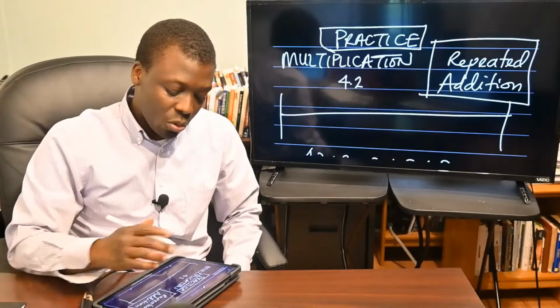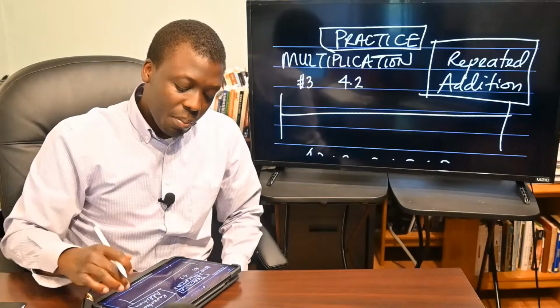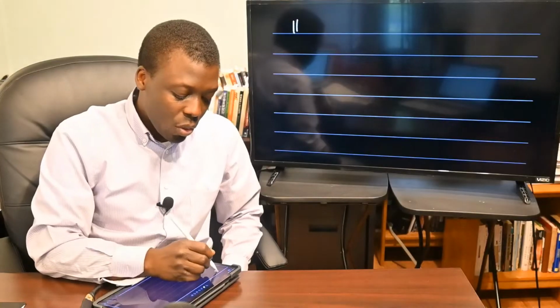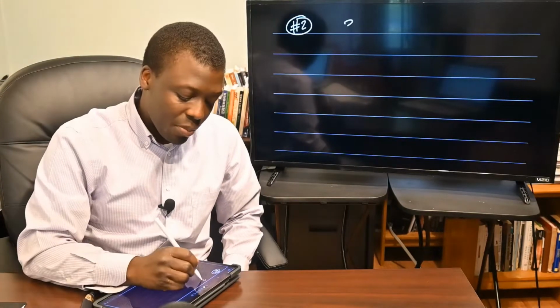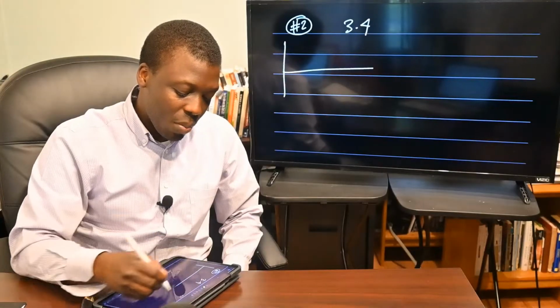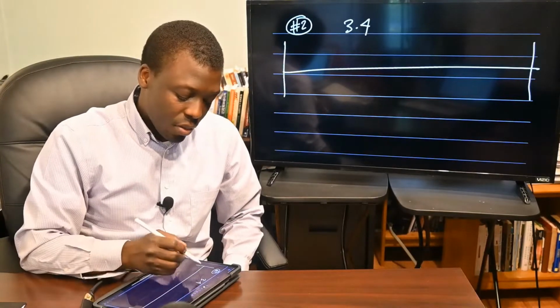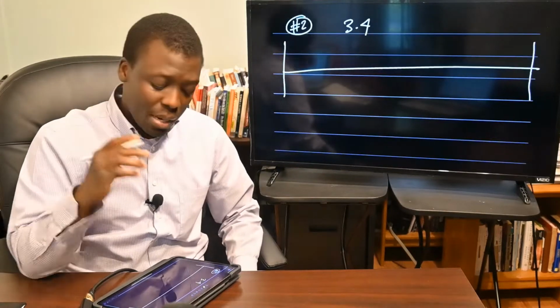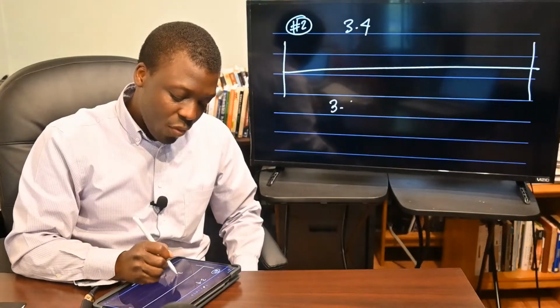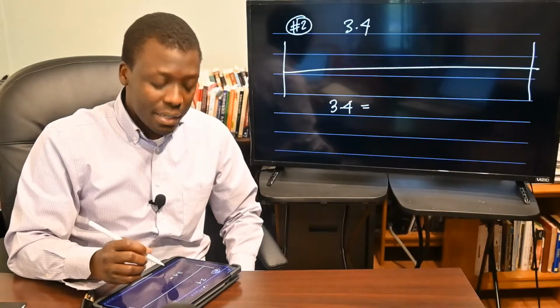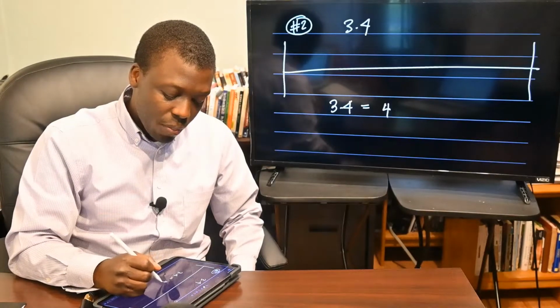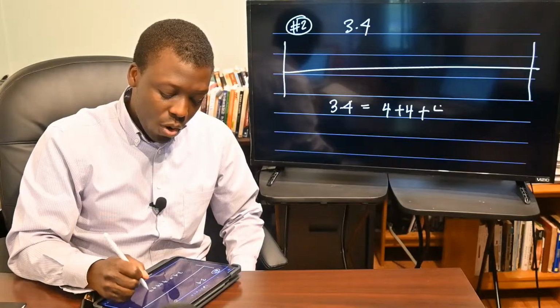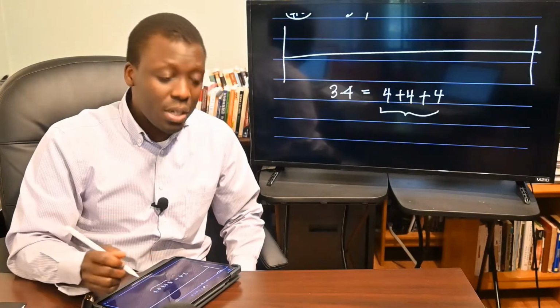Let's look at number 2. The question is, what is 3 times 4 if you're going to put it on a number line? We're going to look at the system they use. If you're looking at 3 times 4, one way you could write that is 4 plus 4 plus 4. So that's 4, 3 times.